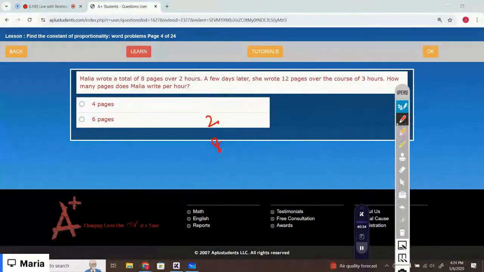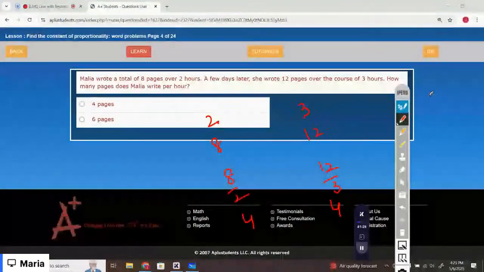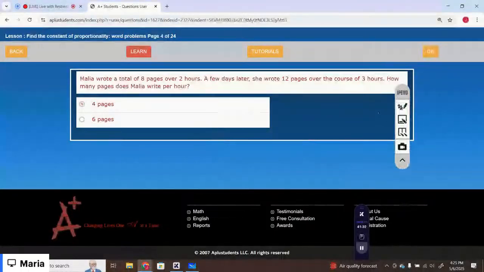That is 2 hours and 8 pages, 3 hours and 12 pages. That is 8 over 2 and 12 over 3. 2 times 4 is 8 and 3 times 4 is 12. So that is 4 pages. Option number one is the correct option. That is 4 pages.